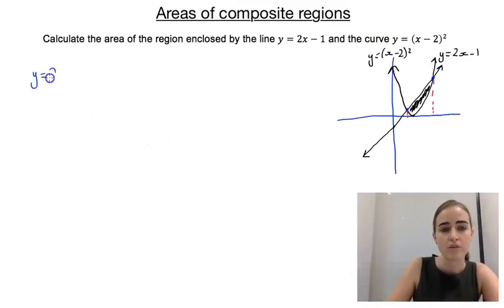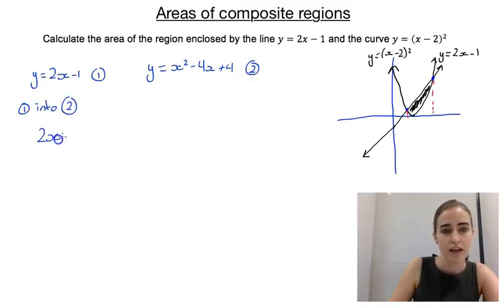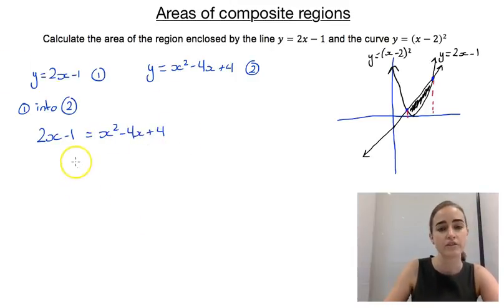So we've got y equals 2x minus 1. Let's call that equation 1. And we've got our second one, I'm going to expand. So we'd have x squared minus 4x plus 4. Let's call that equation 2. So we're going to sub 1 into 2. So we'd have 2x minus 1 equals x squared minus 4x plus 4. If we bring all of that to the right-hand side of the equation, we're going to have 0 equals x squared minus 6x plus 5.